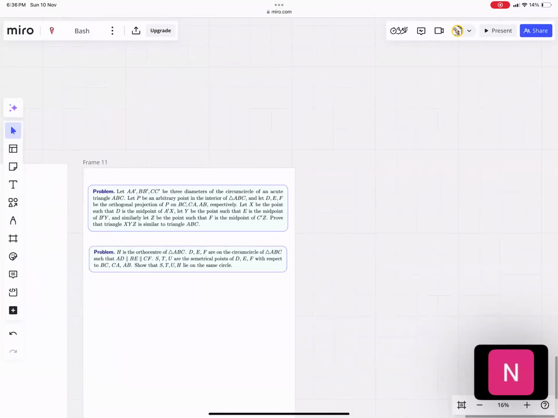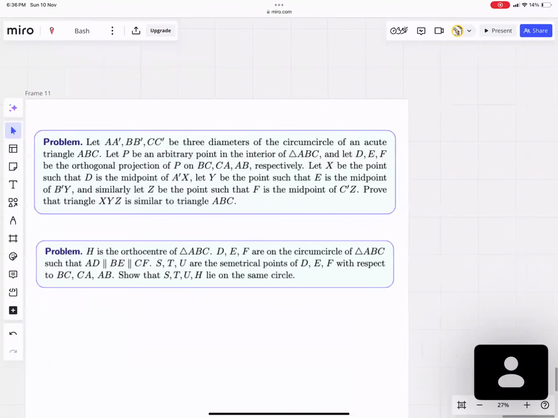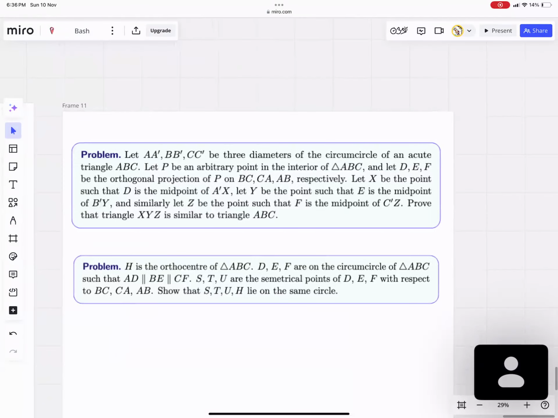Can you zoom in? Because I still can't see. Yeah, sorry. Can you see now? Yeah, it's fine now.